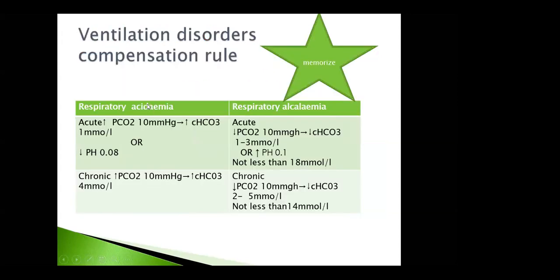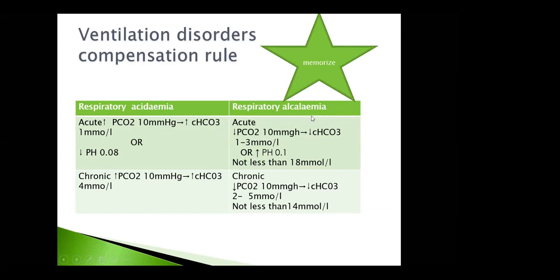And those are the ventilation disorders compensation rules. For acute respiratory acidemia, a 10 millimeter mercury rise in PaCO2 will lead to a 1 millimole rise in bicarbonate. This is in the acute state. For the chronic state, this compensation will be 4 times more. So for each PaCO2 rise by 10 millimeter mercury, bicarb will increase by 4 millimole. That's why in COPD patients we see the compensation and the pH for those patients is within normal limits.